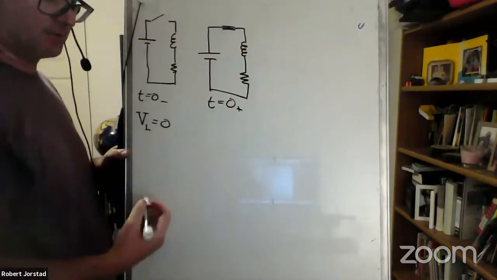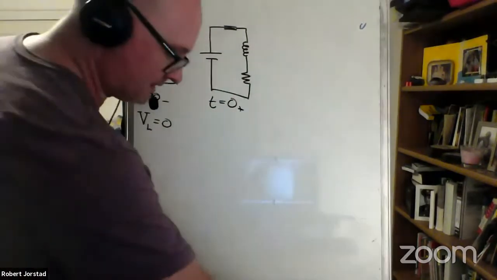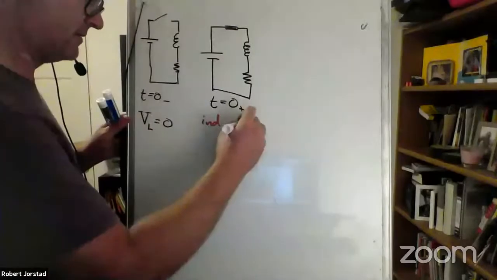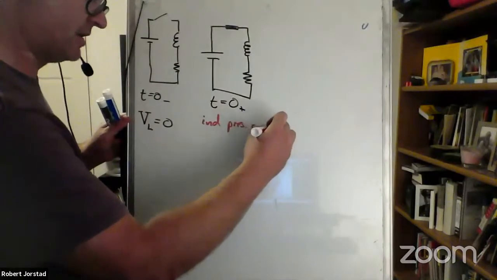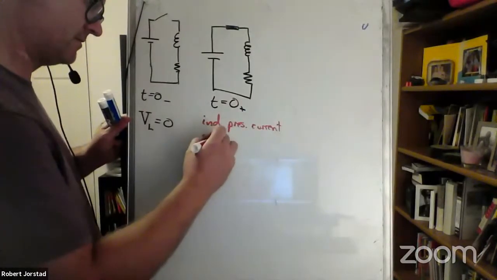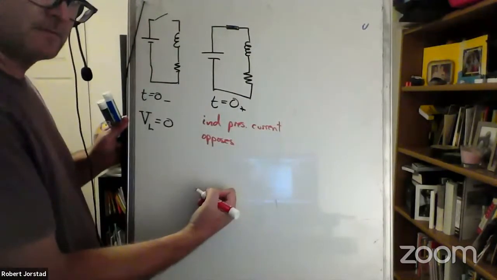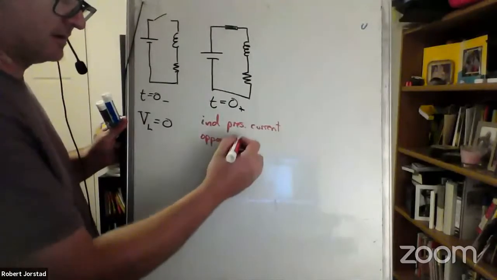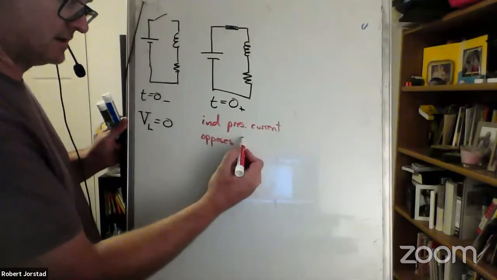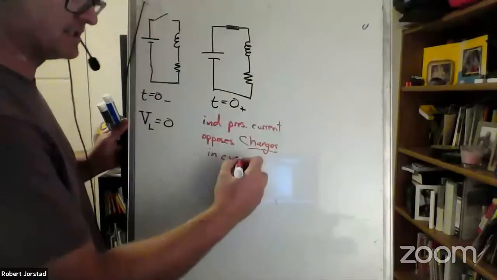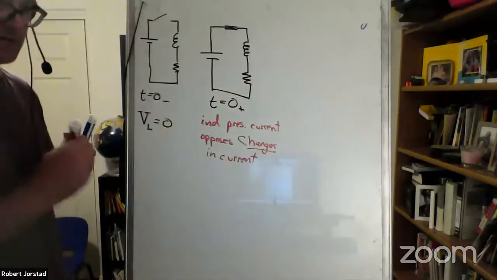Okay, what does the inductor preserve? Current. Yep, inductor preserves current. What does it oppose? Magnetic field. Okay, true. How does it relate to current? It opposes change in current. Yep, changes in current, or changes in magnetic field. They're related.